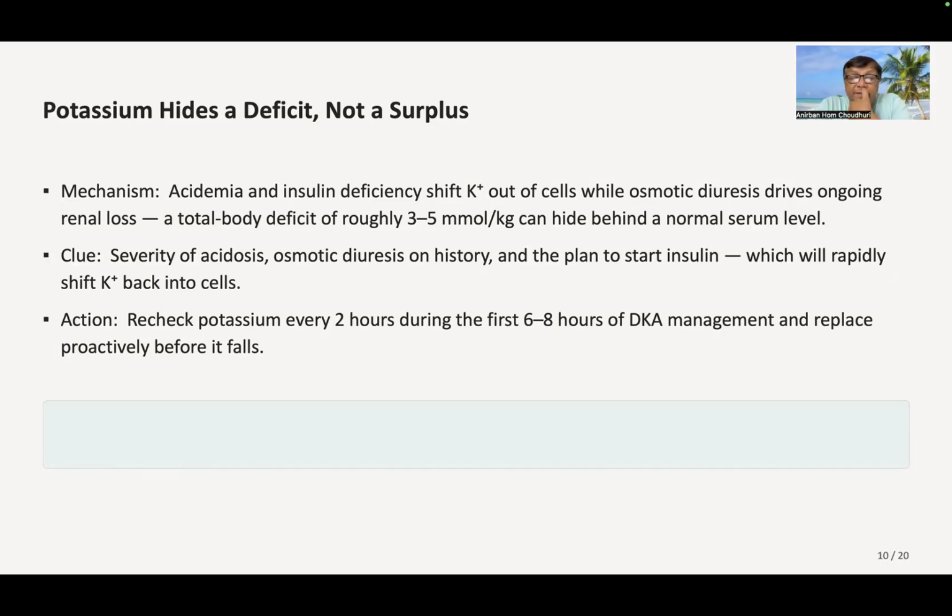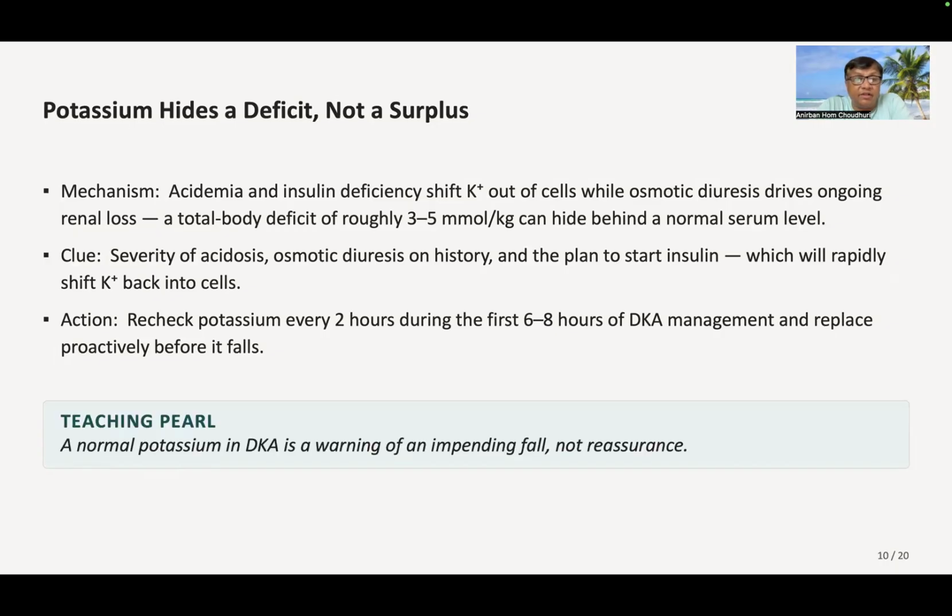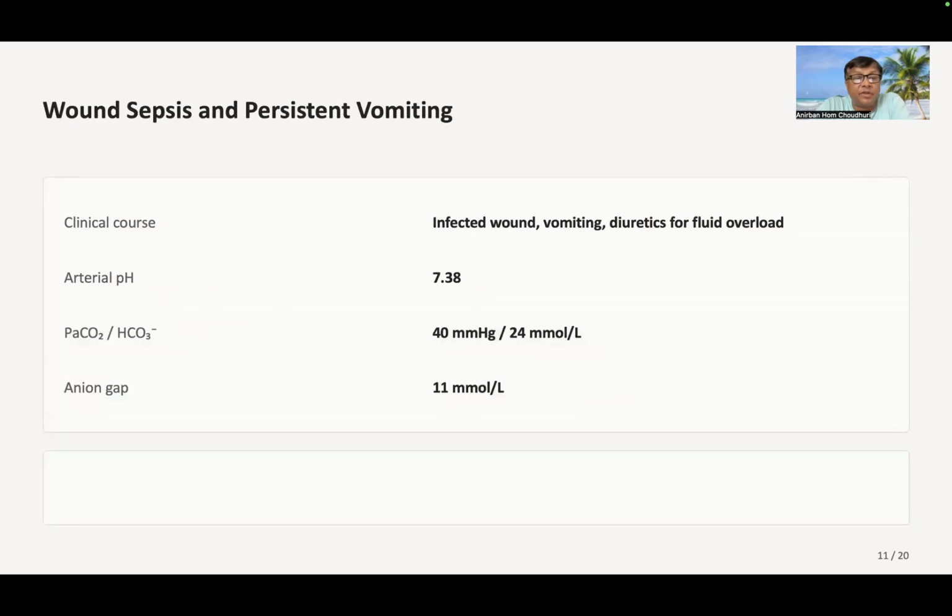So the next action would be to recheck potassium every 2 hours during the first 6 to 8 hours of DKA management and replace proactively before it falls, and never to be content with that normal level. So a normal potassium in DKA is a warning of an impending fall. It is not a reassurance of normal potassium.